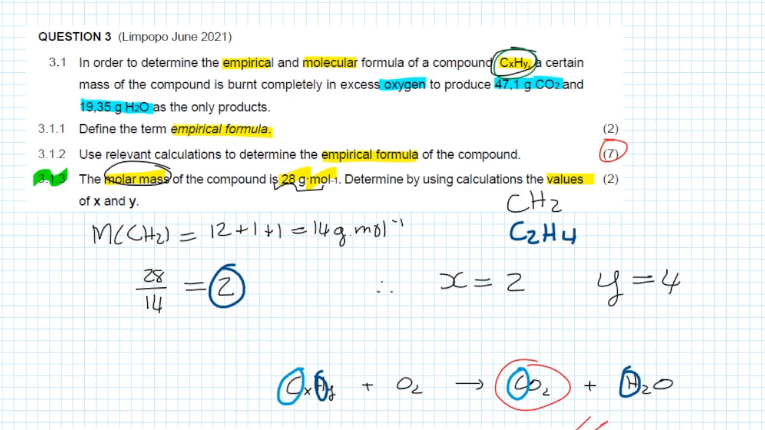And that is your answer to question 3.1.3. The marks over here are going to be awarded as follows. You're going to get 1 mark for your division, so that you got an answer of 2, and then 1 mark for x being 2 and y being 4.